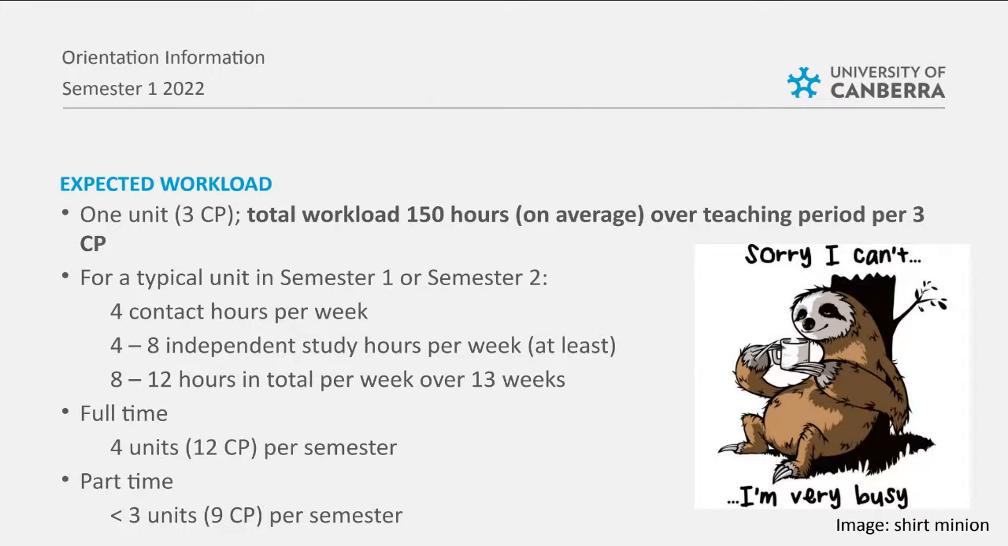Just a bit of a tip on workload, just to make sure that everybody is on the same page. 1 unit that we said is worth 3 credit points. The expectation is that they've been designed such that there's about 150 hours of work across the whole semester. So weeks 1 to 13 is when the content is being presented, and then weeks 14 and 15 is when you might have some assessment tasks. So it's effectively 10 hours a week per unit or per subject that you're studying.